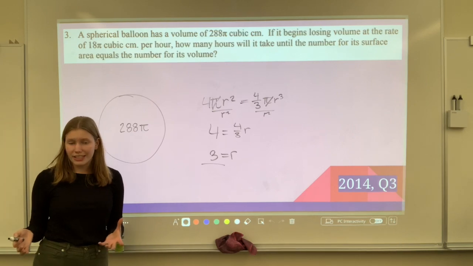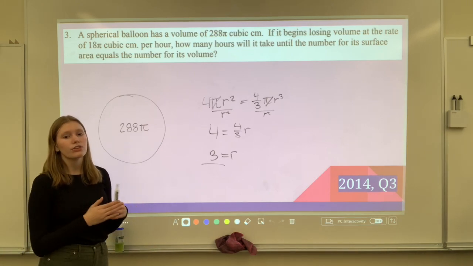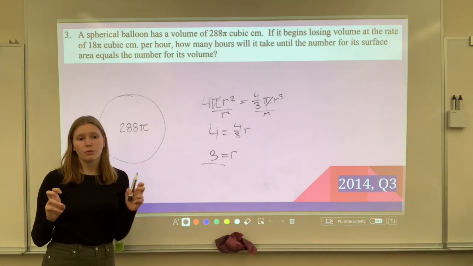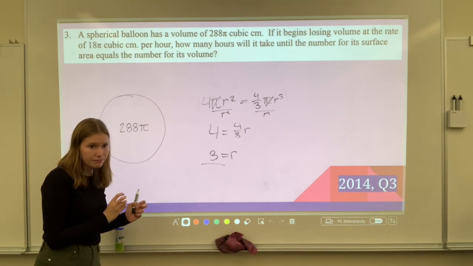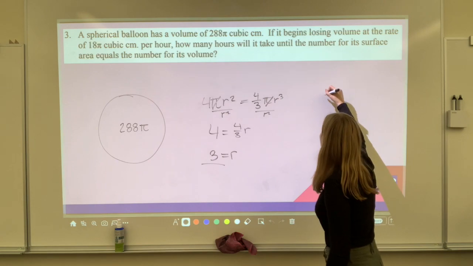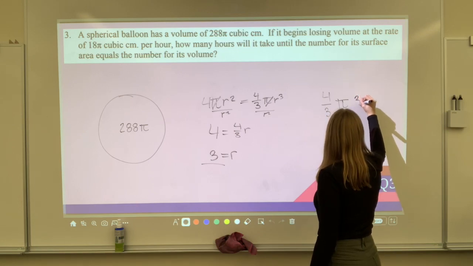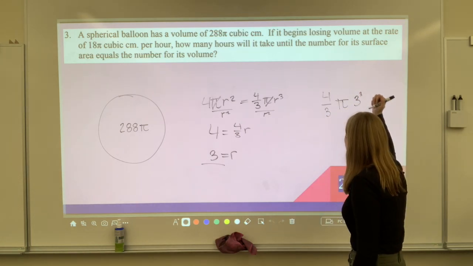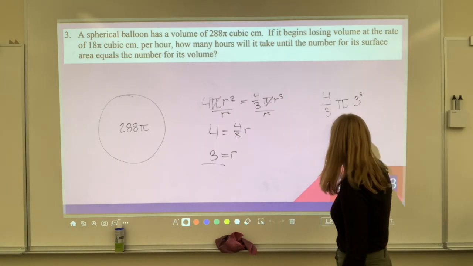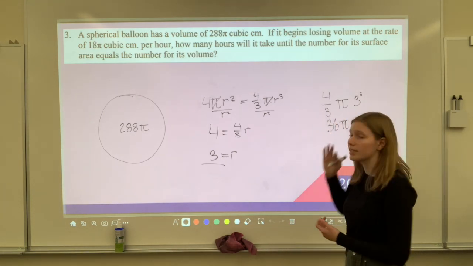So now that we have our target radius, let's find out what the volume is when our radius is 3, so we can find the difference between our target volume, where our radius is 3, and our current volume. So let's plug 3 into our volume formula. We have 4/3 times pi times 3 cubed. 3 cubed is 27, divided by 3 is 9, times 4 is 36, and don't forget about the pi, so 36 pi is our volume when our radius is 3.